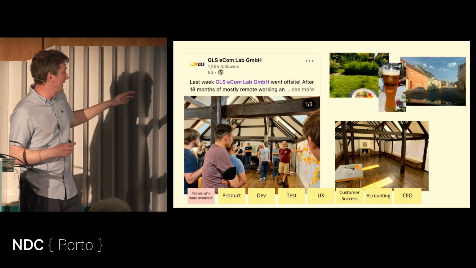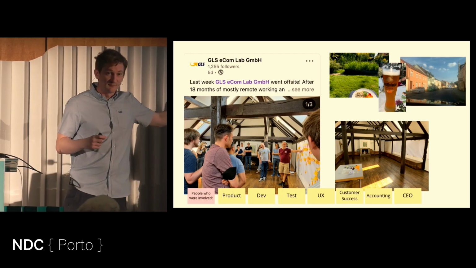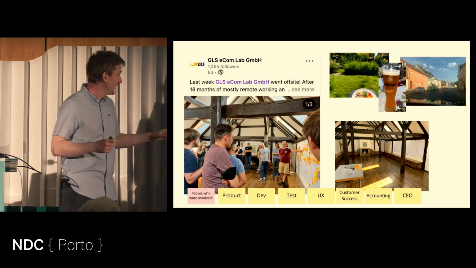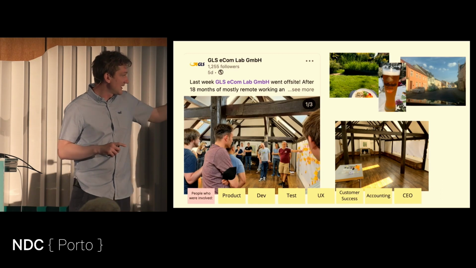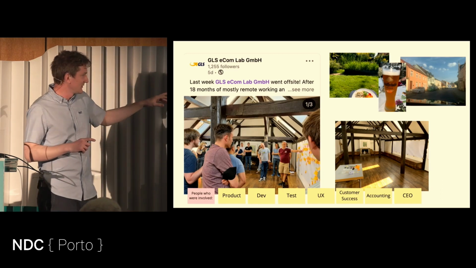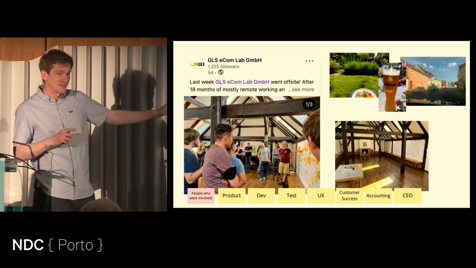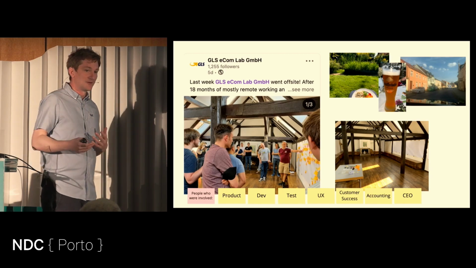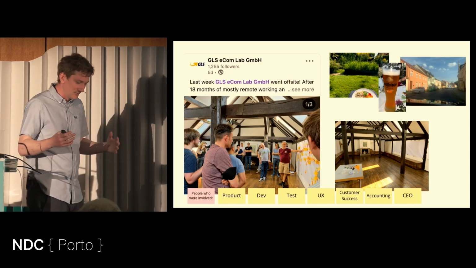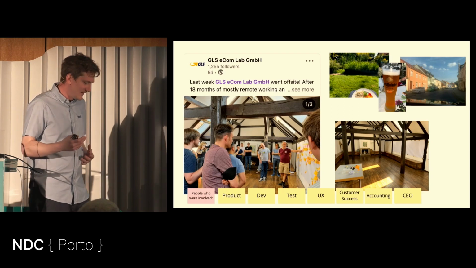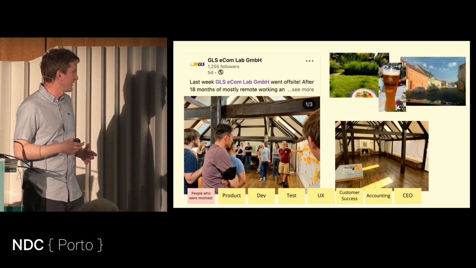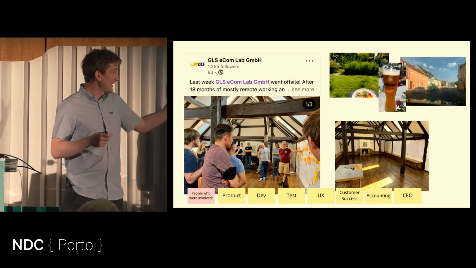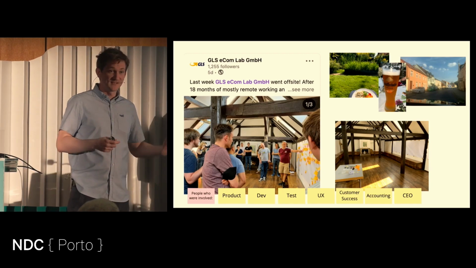And so basically, we had a whole bunch of people from the company there involved in this workshop. We had like product, head of product. We had a bunch of developers and testers. I think there were UX people there too. We had customer success people who were actually going out, helping their customers, their users to use the product. I don't want to give too much away about the company. We had one from accounting there. And we also had the CEO there.